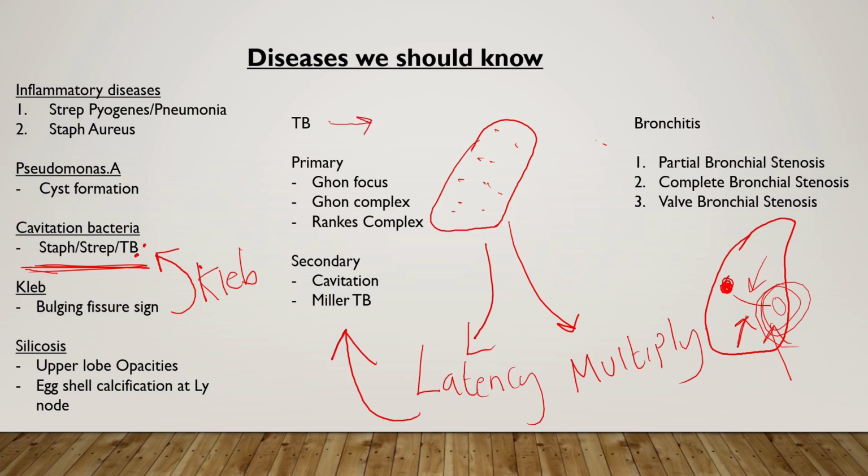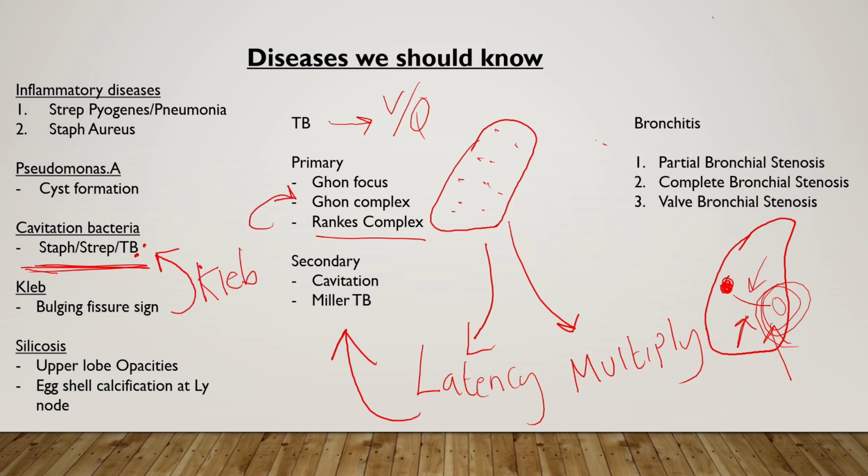I know I said it can happen anywhere, but usually it's in the upper lobes just because of the VQ ratio in that oxygenation is higher in the upper lobes. Now, let's move on to Ranke's complex. Ranke's complex is just a later stage part in which calcification occurs to the Ghon complex.